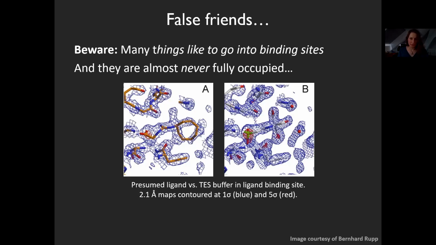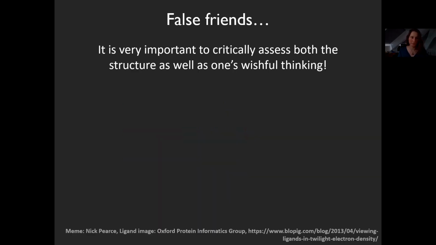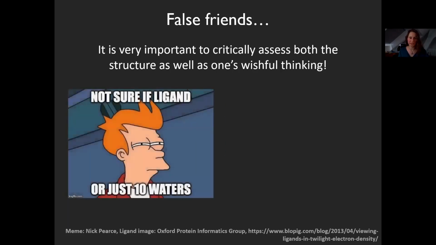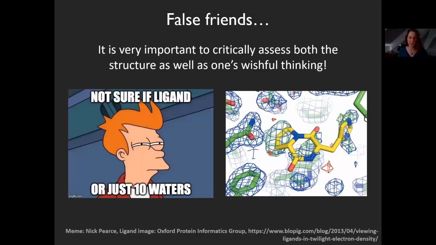This is a real problem. So scrutinizing your own ideas very harshly when it comes to ligand binding is a good idea, and also doing things like omit maps. You need to critically assess both the structure as well as your wishful thinking. Or as Nick Pearce put it, not sure if ligand or just 10 waters.